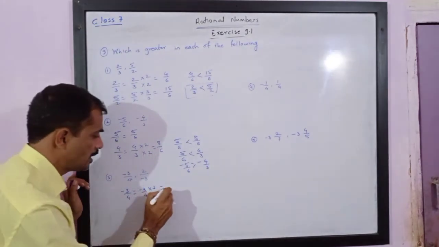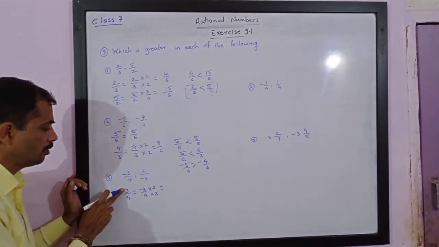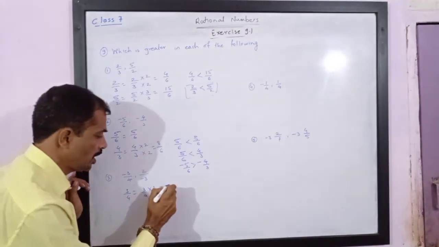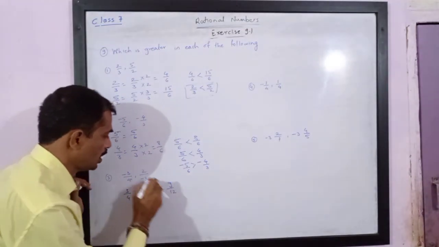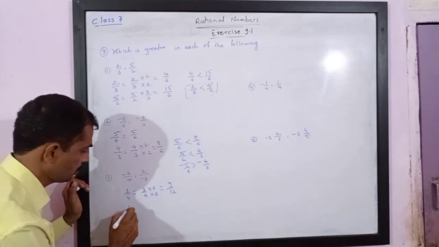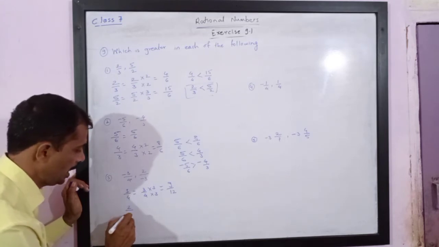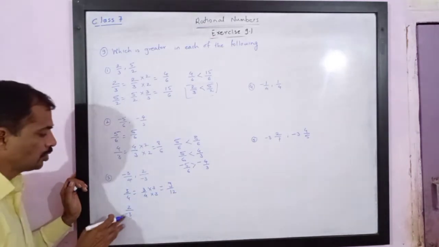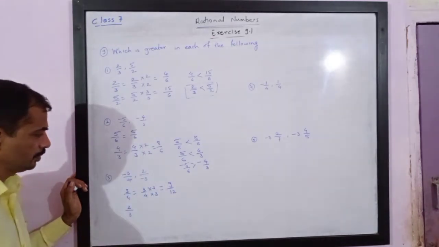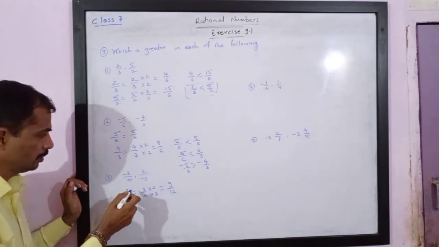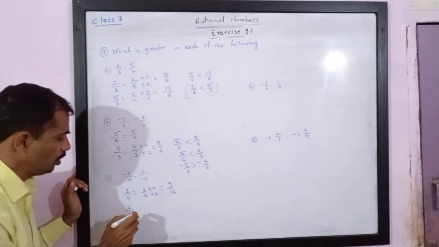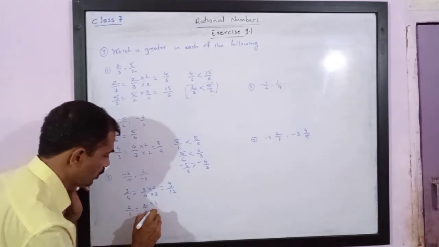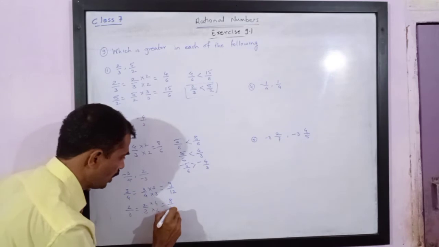So I will get this as, first let us compare the fractions without signs. So this will be 9 upon 12. Now 2 upon negative 3 can be written in standard form as negative 2 upon 3. So if you multiply this by 4, you will get 2 upon 3 multiplied by 4. You will get 8 upon 12.